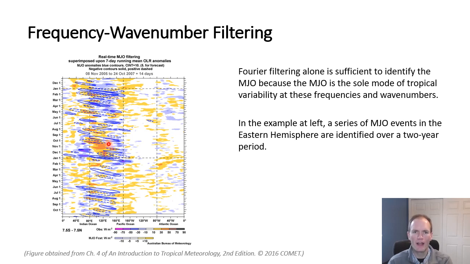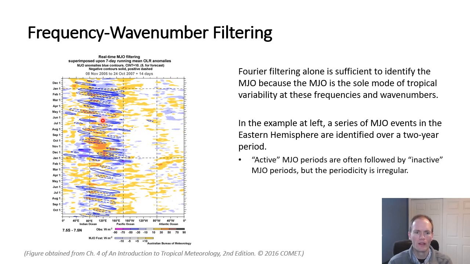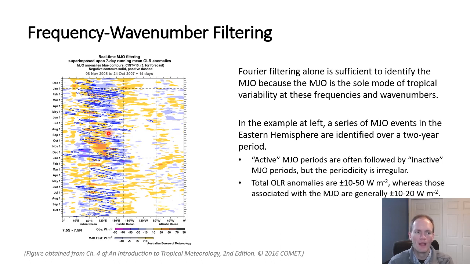But note how it's highly irregular. We see several successive events here and then some more gaps as you get later on into that year. It's highly irregular in terms of how far east any individual event travels, also in terms of how far west any individual event actually forms, and thus how long a particular event lasts. So we see those active MJO events that are often followed by inactive events, but they are somewhat irregular in this structure.